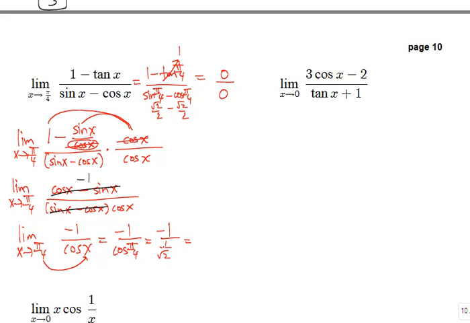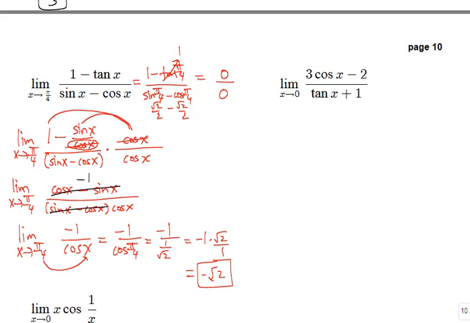And 1 over root 2 flips it back over again. So this is really like -1, and instead of dividing by 1 over root 2, we could multiply by the reciprocal. So -1 times root 2 is -root 2. So there's my final answer. Okay?